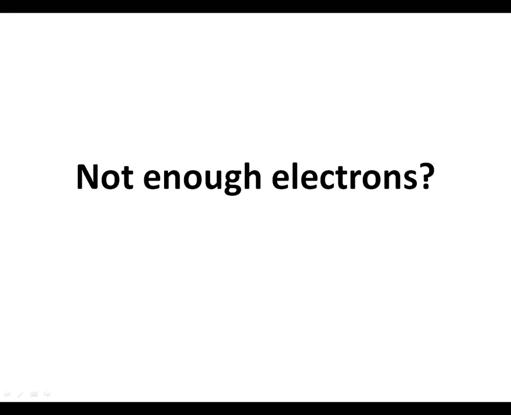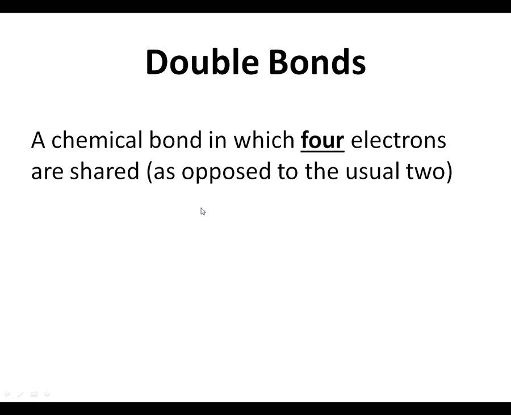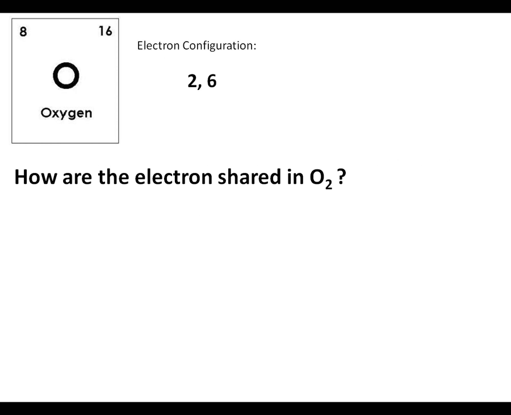So let's have a look. The answer is essentially this: if 2 atoms don't have enough electrons to get a full outer shell, they simply need to share more, and that's how we get a double bond. So let's look at a few examples. Double bonds: a chemical bond in which 4 electrons are shared, as opposed to the usual 2. So oxygen has an electron configuration of 2, 6. It has 8 electrons. You know that from the atomic number. 2 in the first shell, 6 in the next.